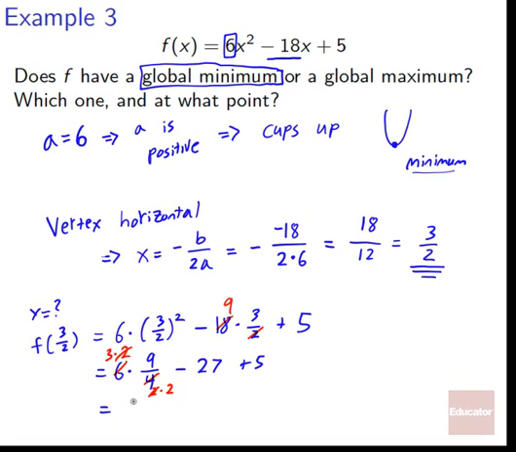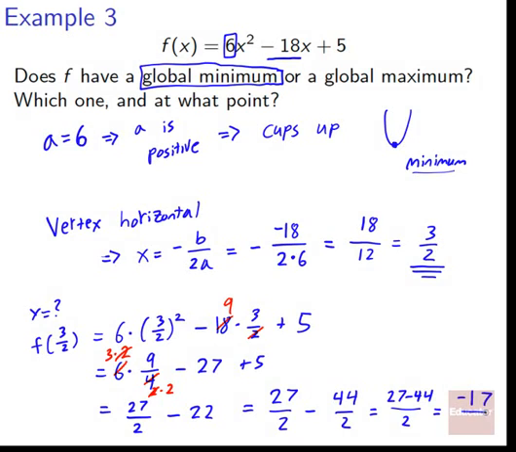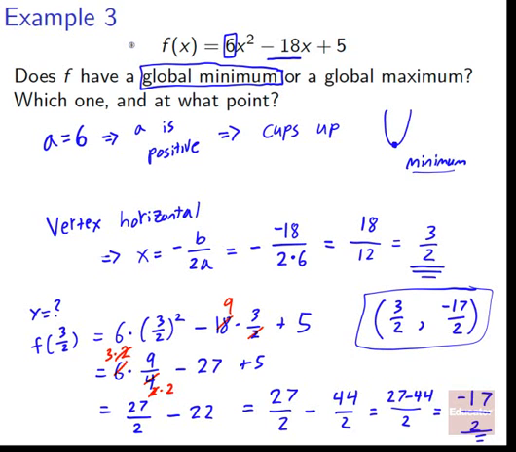And we've got 3 times 9 up top, 27 over 2, minus what's 27 plus 5? That becomes 22. So we put those over a common denominator, 27 over 2 minus 44 over 2. 27 minus 44 over 2, and we get negative 17 over 2. So that's our y location. So that means the point where we have our minimum is 3 halves, comma, negative 17 over 2. And there is the point of our global minimum.